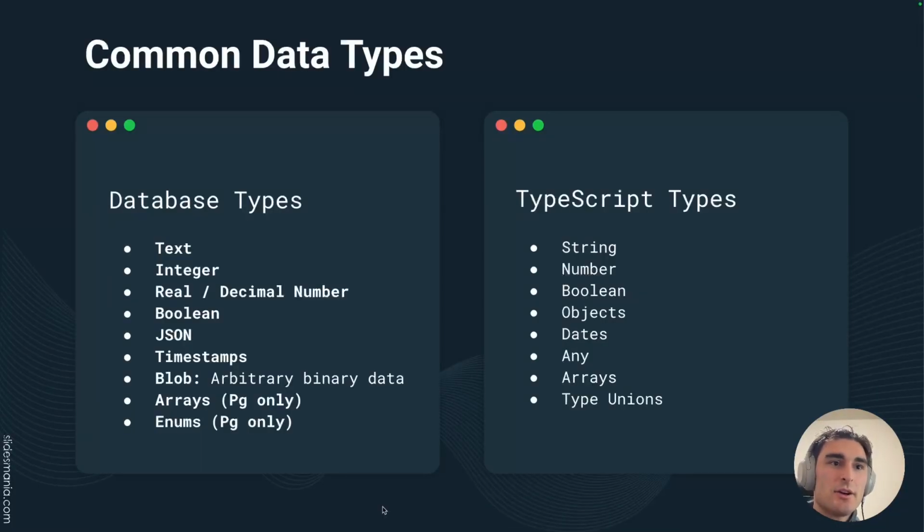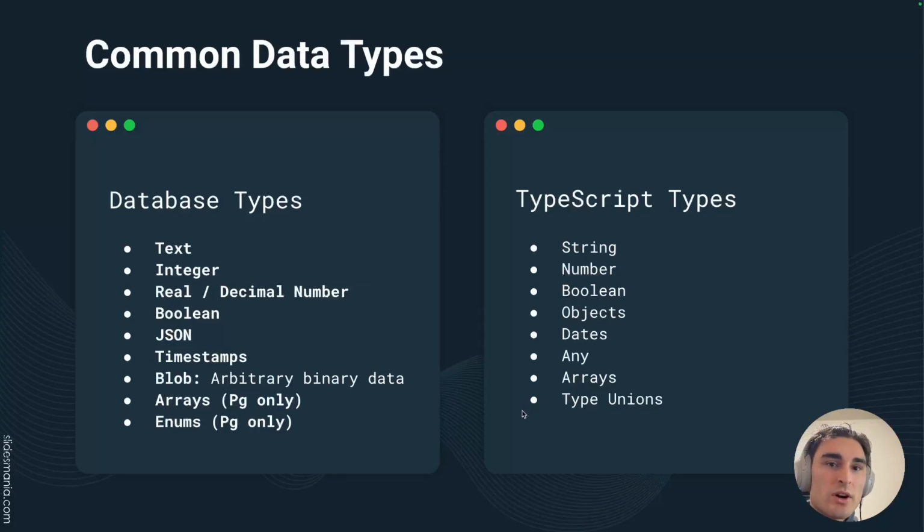The database types that are available to us should be pretty familiar because most of them are pretty well expressed by TypeScript types. We can store text, we can store specifically integers or decimals, which are both going to be represented as TypeScript numbers. We store booleans, we can store arbitrary JSON, which are just going to be TypeScript objects. We can store timestamps, which are dates. We can store arbitrary blob data, which you could just represent with some kind of any type. And only in Postgres, not in SQLite, you can also do arrays and enums, which would be an array of whatever we're storing, or a type union.